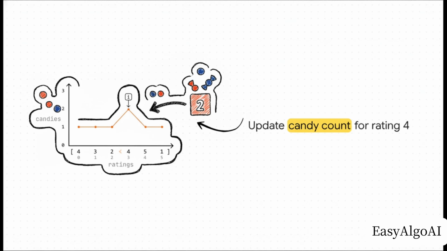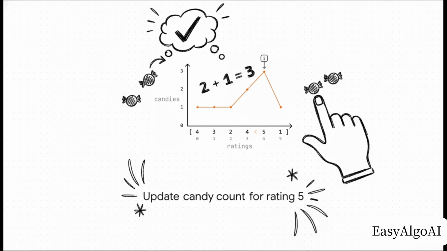We keep moving to the next index, which has a rating of 5. Is 5 greater than 4? Absolutely. So the candy count jumps up again. We take the left neighbor's 2 candies, add 1, and this child proudly gets 3 candies. See, we're perfectly satisfying all those left side increasing conditions as we sweep through.